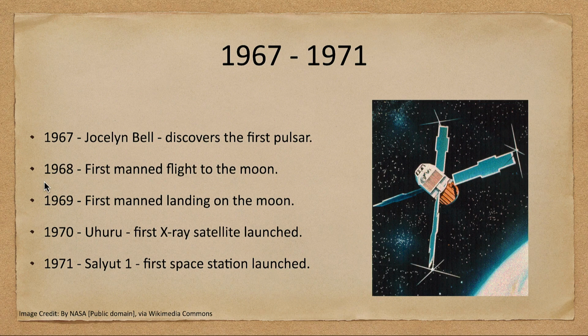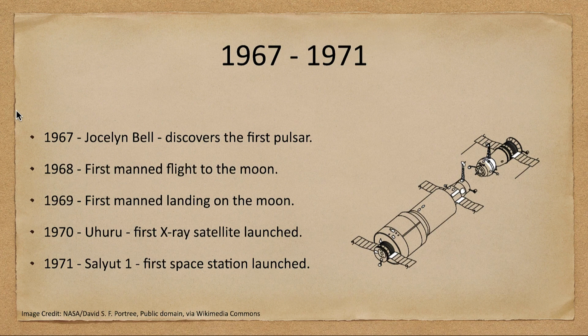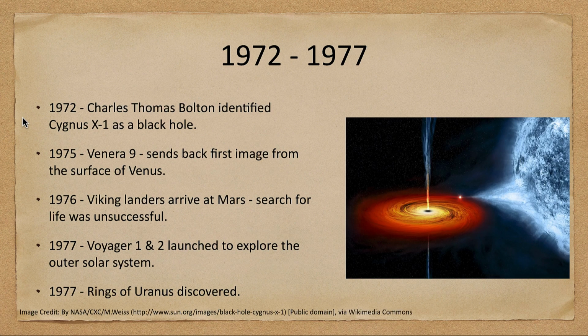Now coming into the 1970s, we had the Uhuru satellite, the first chance to look at X-rays from space. So we had visible light for a long time. Then we added in the ability to look in the radio waves. And now getting up above the atmosphere, we can see X-rays. And also in the 1970s, starting the space stations. So this is the Salyut 1, the first space station that was launched to study the universe from space.